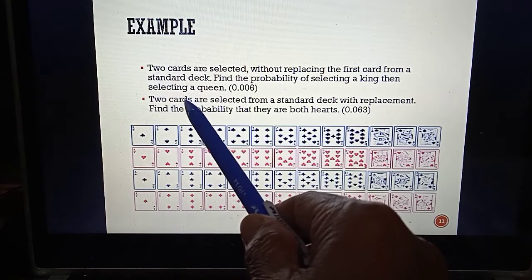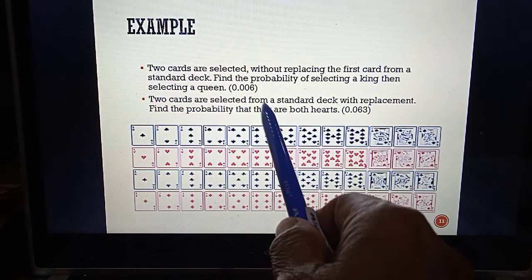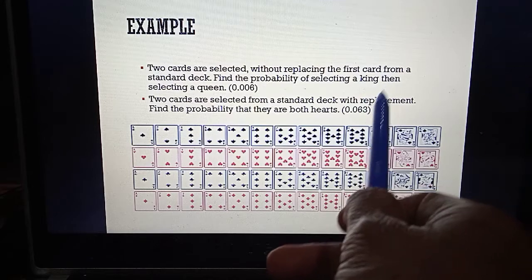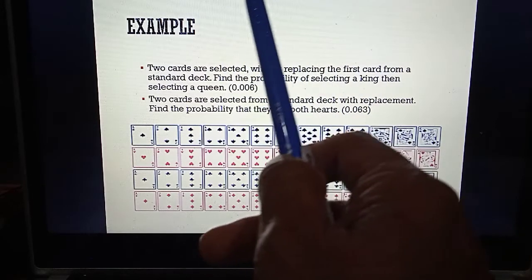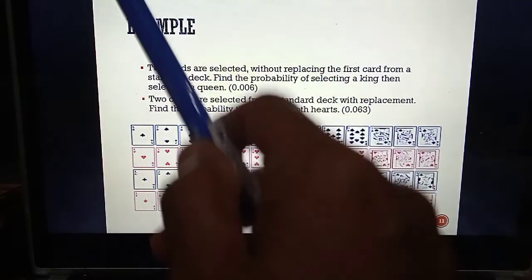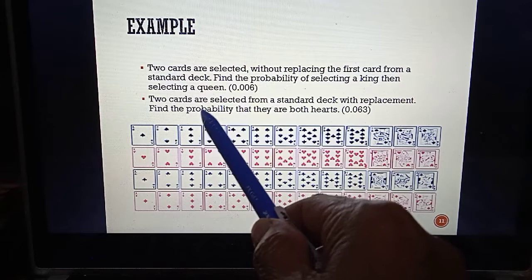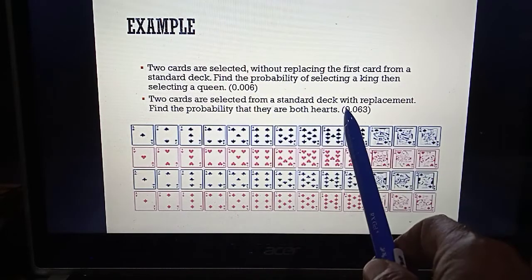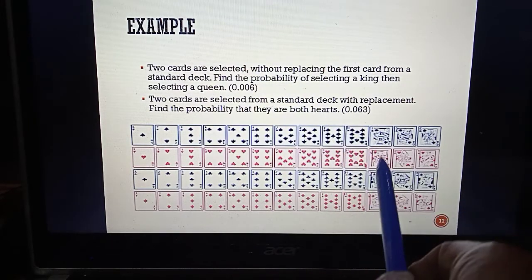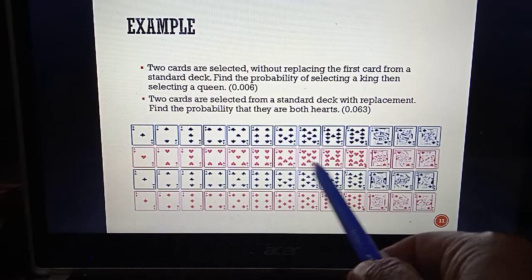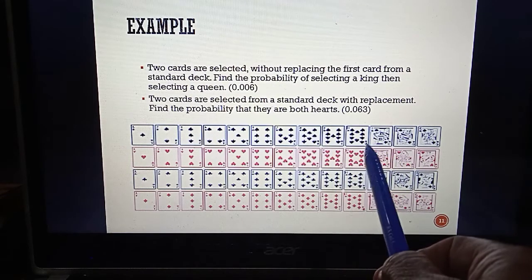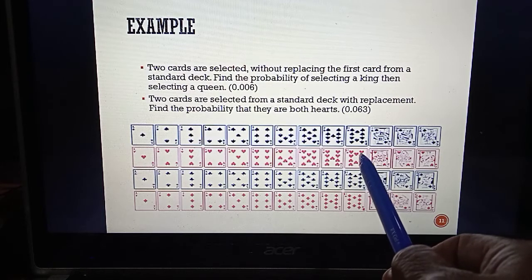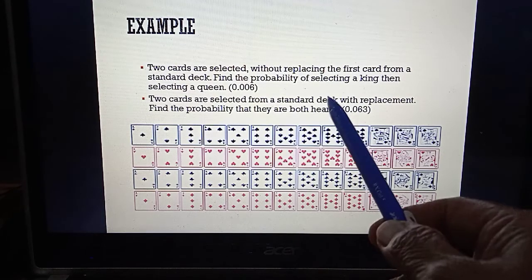Okay, now number 2. 2 cards are selected from a standard deck with replacement. Kita letak balik. Untuk cabutan pertama kita keluarkan, okay, kemudian kita letakkan semula. So find the probability that they are both hearts. Okay, so untuk cabutan pertama yang dapat hearts kita ada berapa? How many? 13 hearts. So heart 13 over untuk cabutan pertama 13/52.